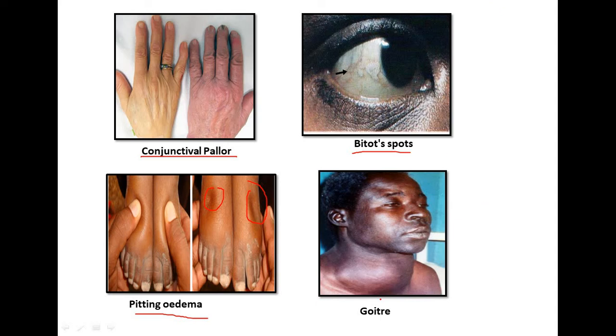Next one we will discuss is the goiter. A goiter is a swelling in the neck resulting from an enlarged thyroid gland, like this. Worldwide, over 90% of goiter cases are caused by iodine deficiency.